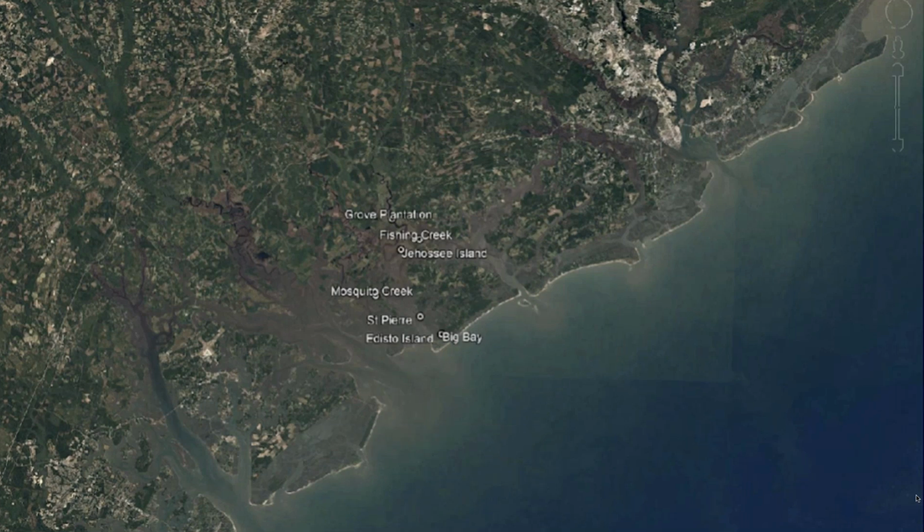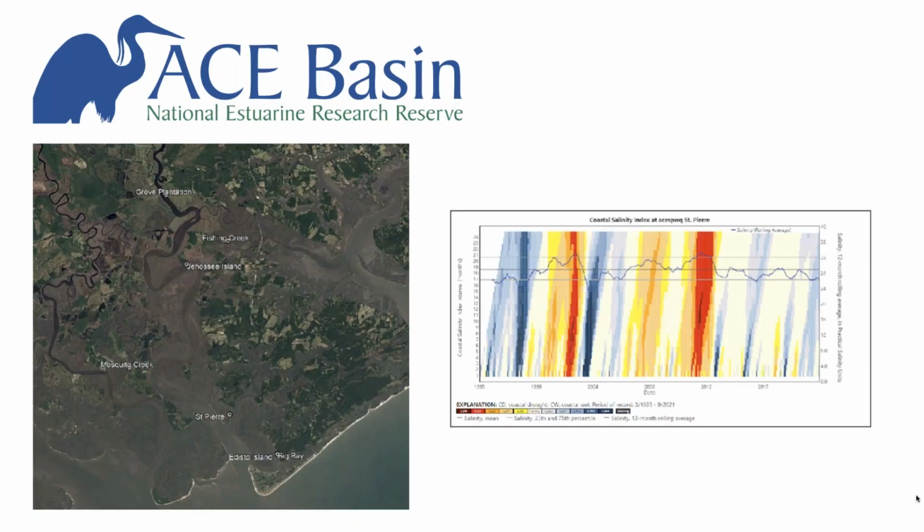Next slide, please. Also within the ACE Basin exists a network of 6 long-term water quality monitoring stations. Next slide, please. So just zooming in on those, again, these are maintained by the ACE Basin National Estuarine Research Reserve, which is operated out of our agency.